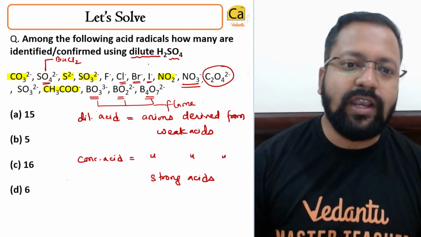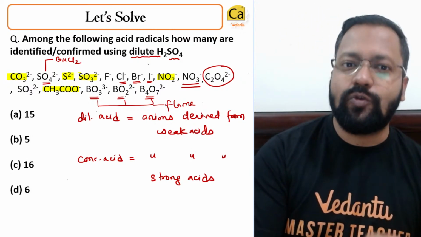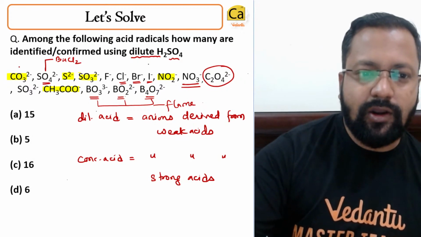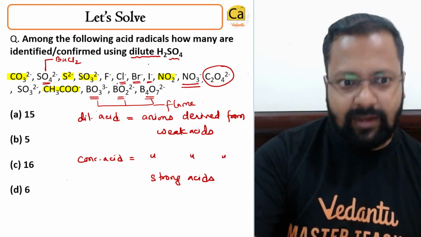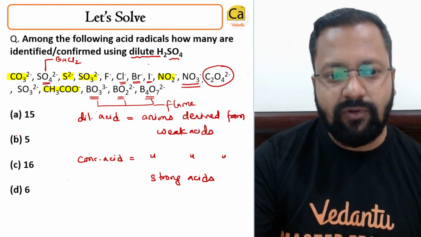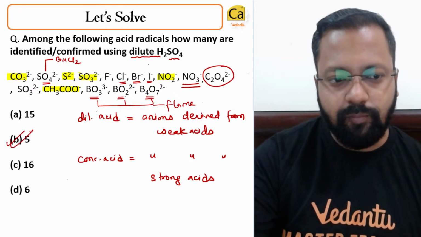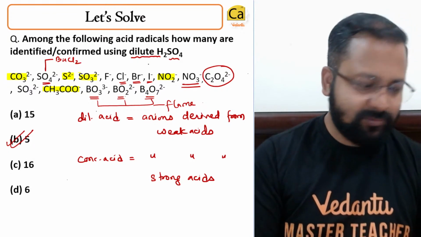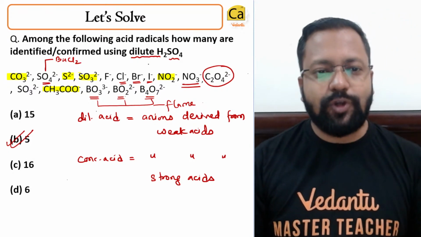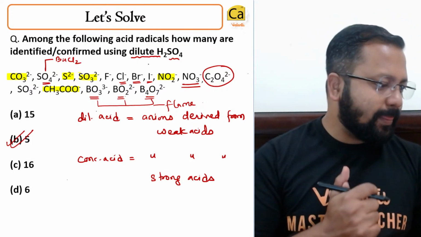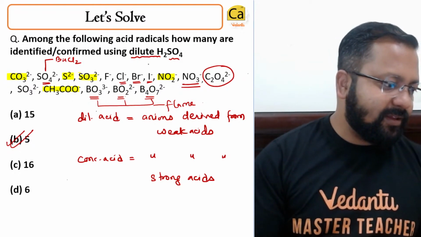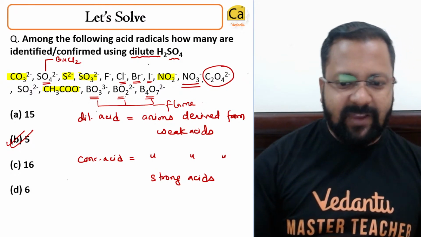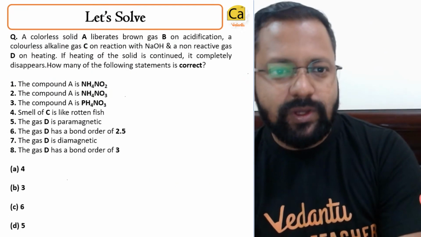Okay, so the number of ions which are detected using dilute acids turn out to be only the ones which are highlighted in yellow. The 1, 2, 3, 4, 5. The right answer should be B. Okay, clear? The right answer should be B. Understood? Fine. Chalo, let's go on to the next question.